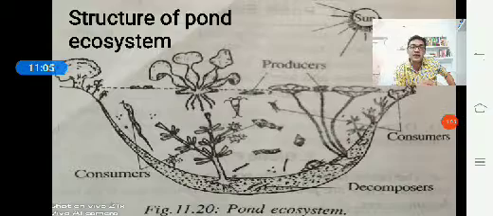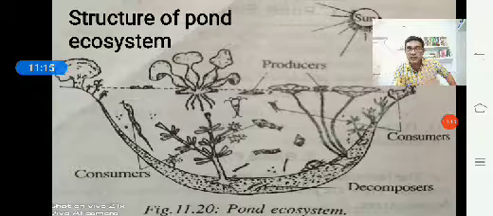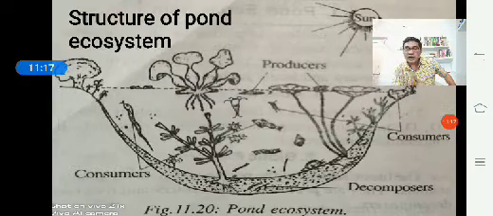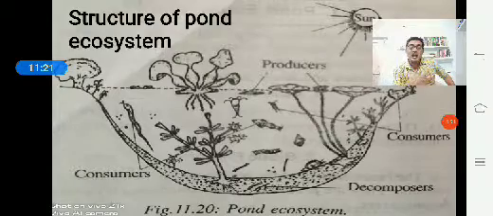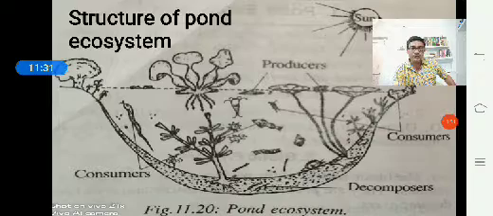The third significance is the vertical distribution of different species occupying different levels, which is called stratification. Vertically, how many different types of species occupy the different levels, that is called stratification. These are the three major significances of any ecosystem.